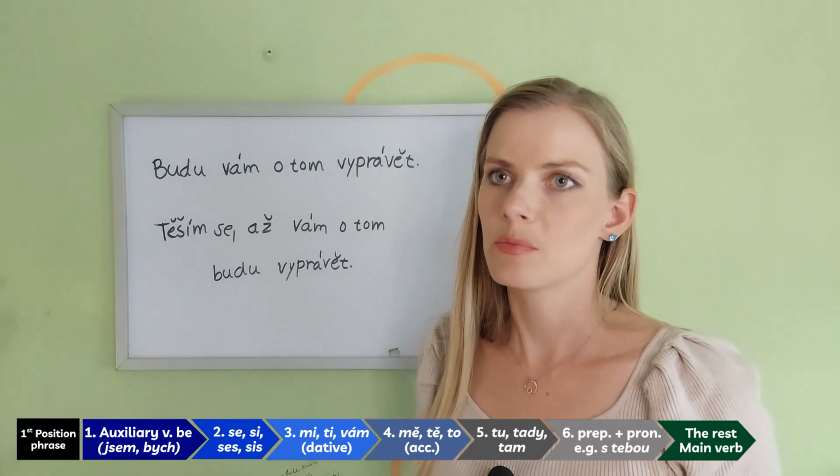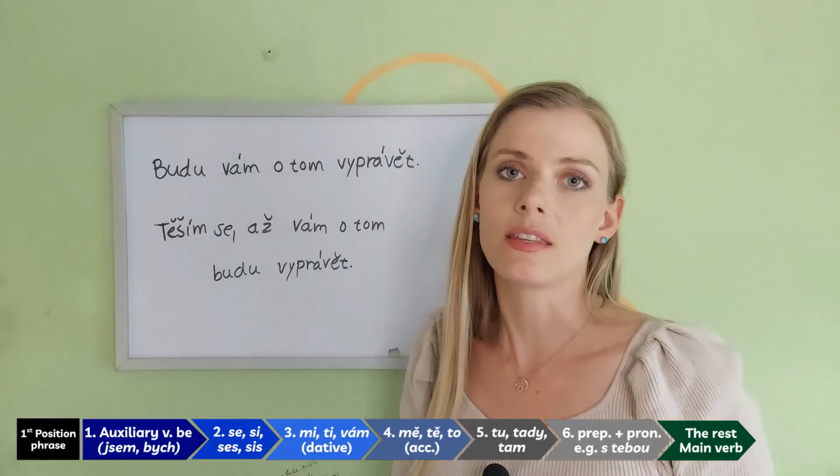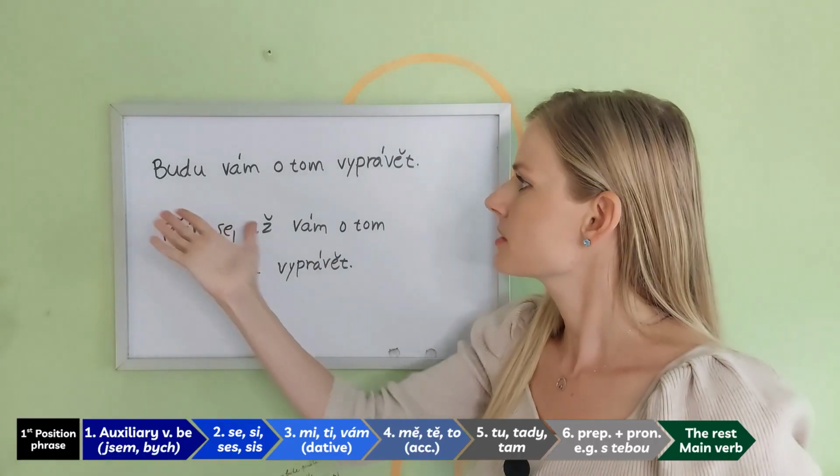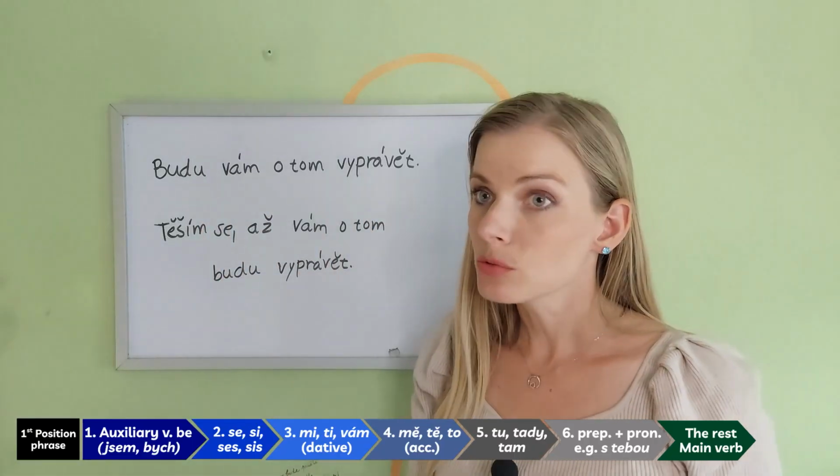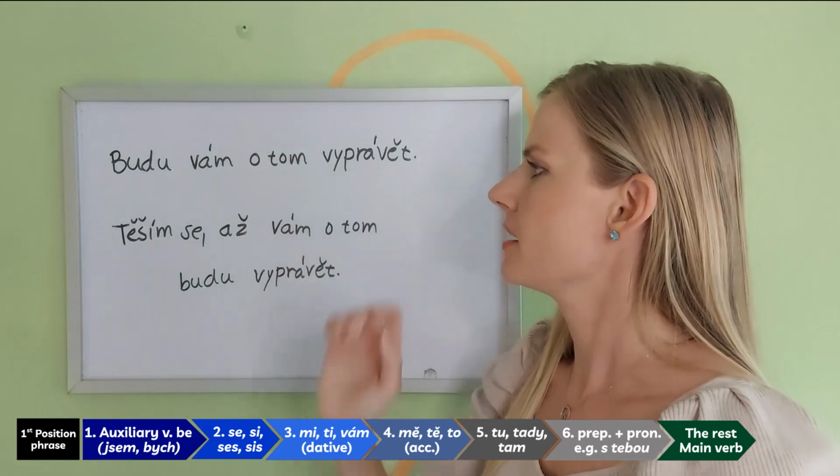Let's continue. So you've noticed that the verb, the main verb, tends to be at the end or towards the end. For example, here is another sentence with budu. Budu vám o tom vyprávět.